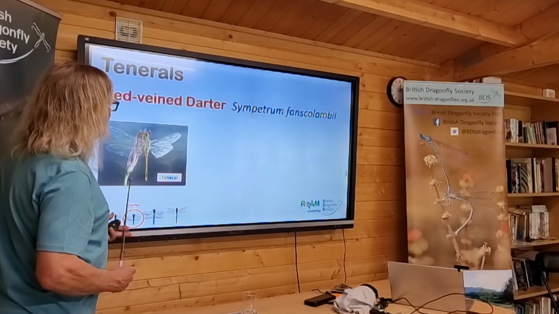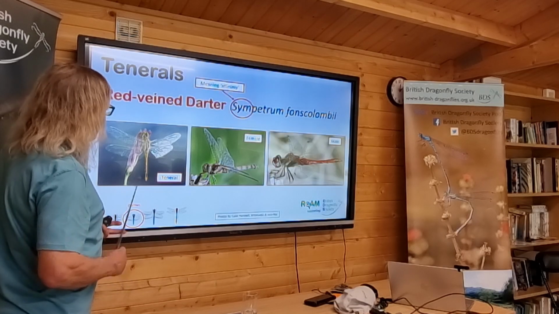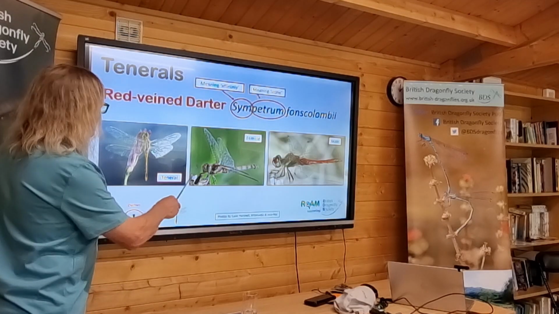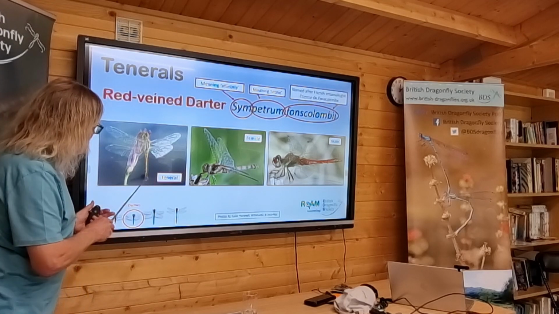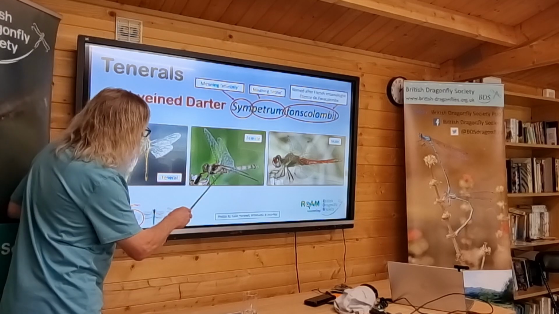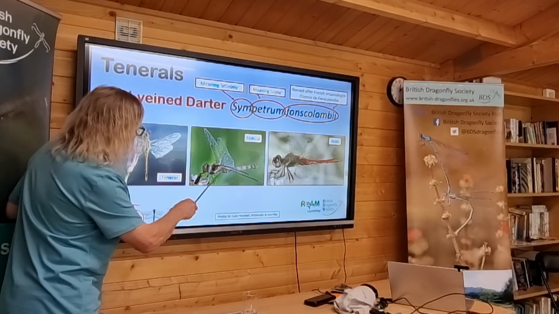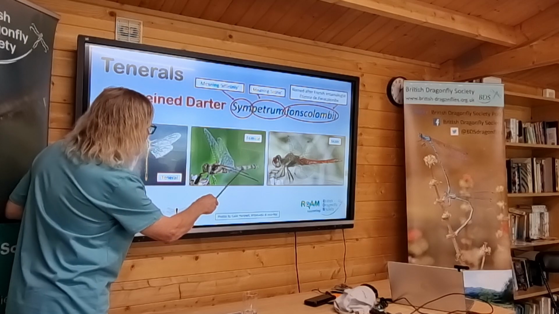Red-veined darter. Like I said with the previous one, the tenerals and the females can be yellowy. They do tend to have these black diagnostic features here on the red-veined, but the female tends to mature into something like this, quite browny, yellowy.